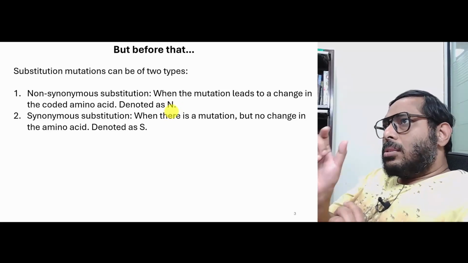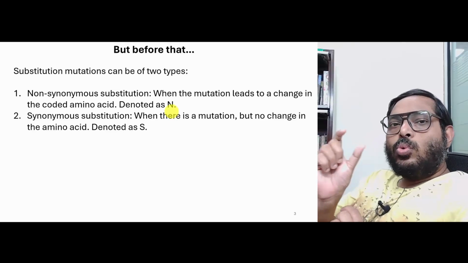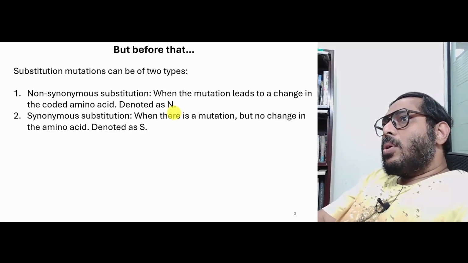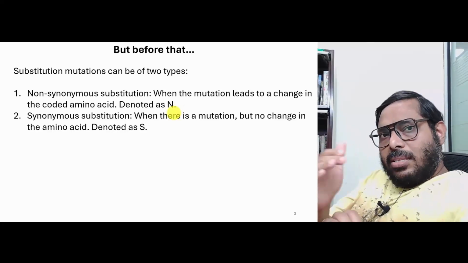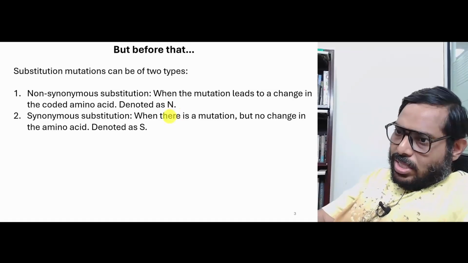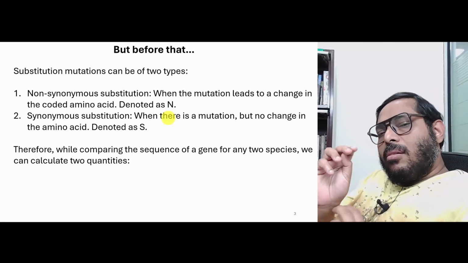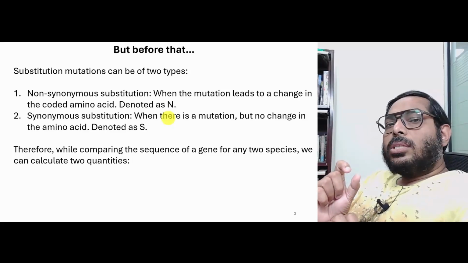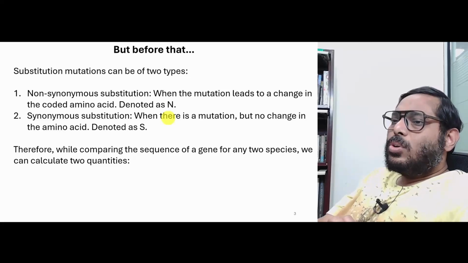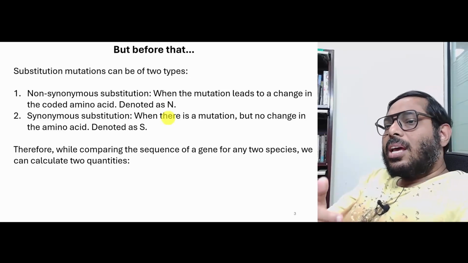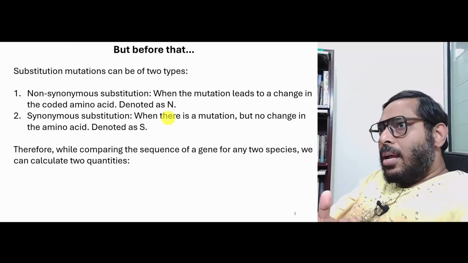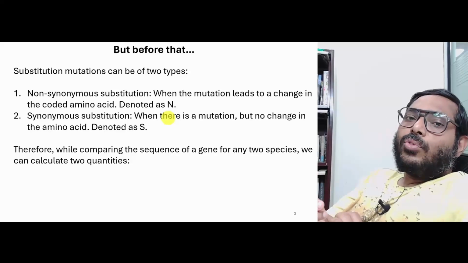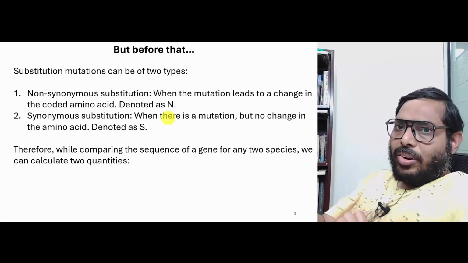Now, suppose you have two genes, or the same gene from two different species, and you are trying to figure out the difference between these two genes in terms of the sequences. When you compare the sequence of a gene from two species, you end up calculating two quantities. You need to see how many non-synonymous substitutions there are and how many synonymous substitutions there are. But the number of ways in which a non-synonymous substitution can happen is much greater than the number of ways in which a synonymous substitution can happen, given an open reading frame.